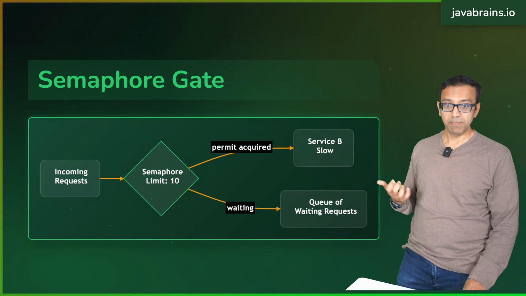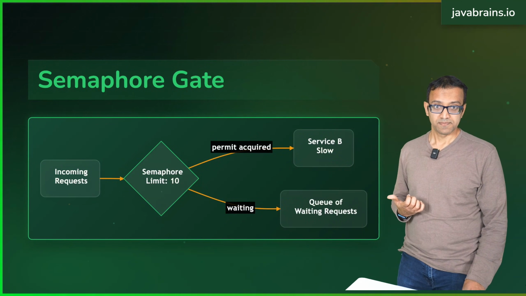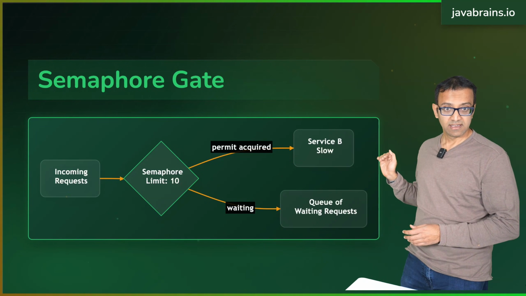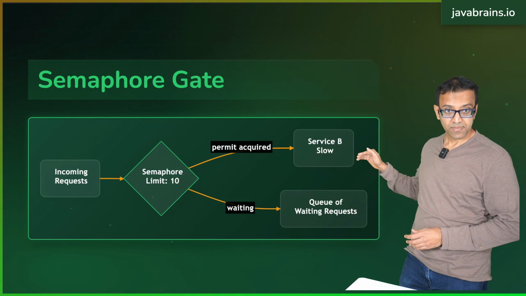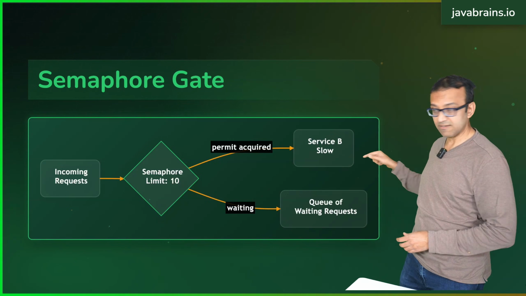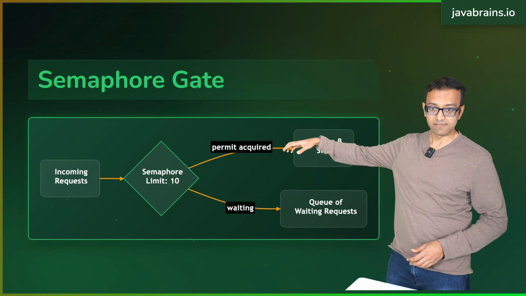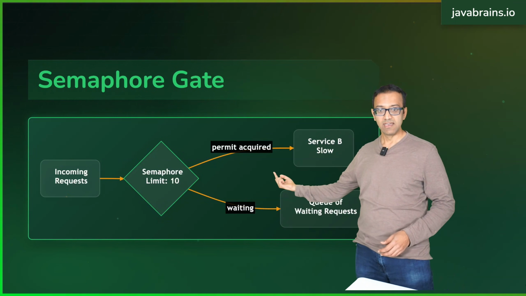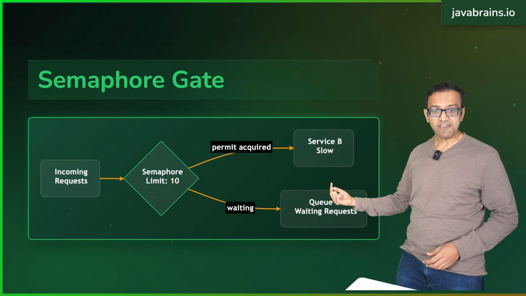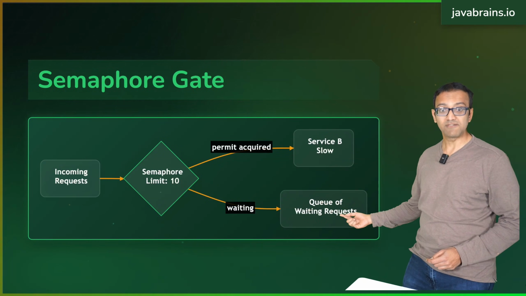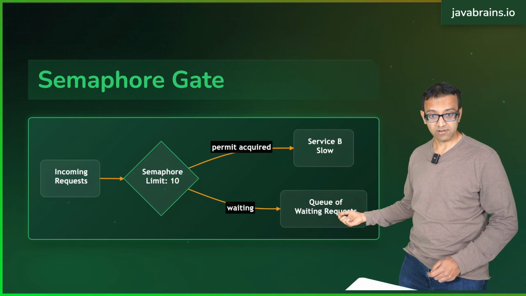Now, if B slows down, the first, let's say it's 10, the first 10 requests to A go through. Okay, so this is the incoming request. That's the incoming request. It's coming to the limit here, which is this guy. It's going to go through if it is within that limit. If it is not within that limit, it either waits or it errors out.